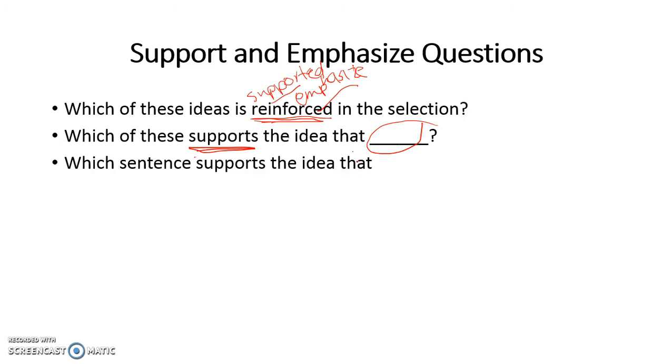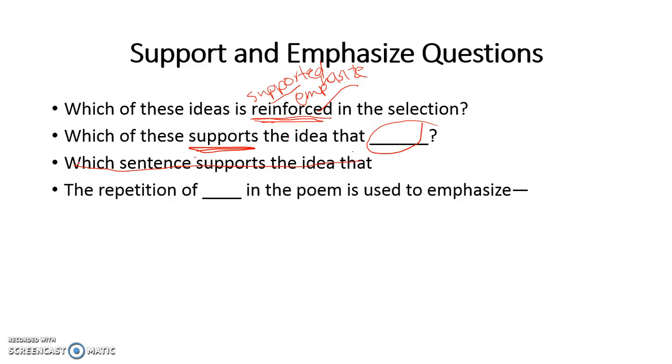Then, like in a poem, they'll ask the same kind of thing. The repetition of what blank in the poem is used to emphasize. Now, this could be a word, or a sentence, or a phrase, which is less than a sentence. So they're going to ask you the repetition of something, and they'll put it in there. In the poem is used to emphasize what? What is it emphasizing? So you need to read that and think about, how does it fit in the poem? You need to not just read the words by themselves. You need to read the words and see where they are put in the poem and pay attention to it in the whole poem.